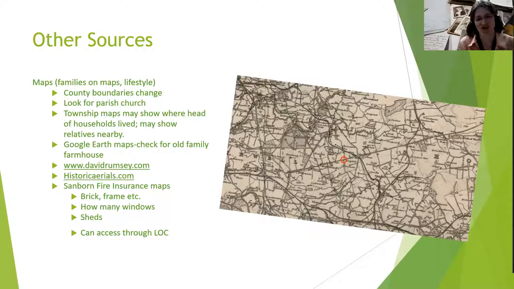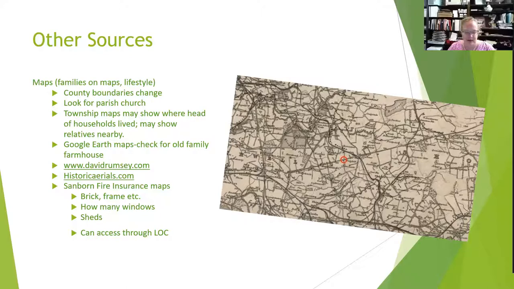The Sanborn fire insurance maps are also really good ways to see information about homes in towns particularly. Sometimes it could tell you something about the makeup of the house, whether it's brick or frame, windows, sheds, outbuildings. We have some of the local Sanborn fire insurance maps here.